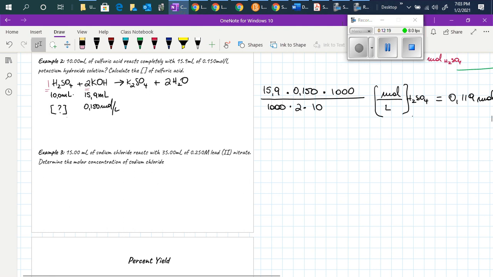Now we have 15 milliliters of sodium chloride reacting with 35 milliliters of 0.250 molarity lead nitrate. Determine the molar concentration of sodium chloride. We'll start again with the balanced chemical reaction. So 2NaCl plus Pb(NO3)2.